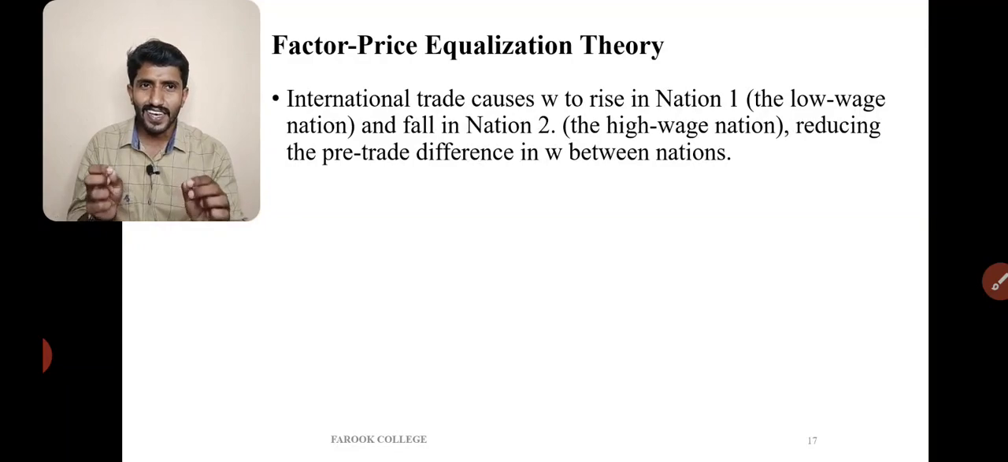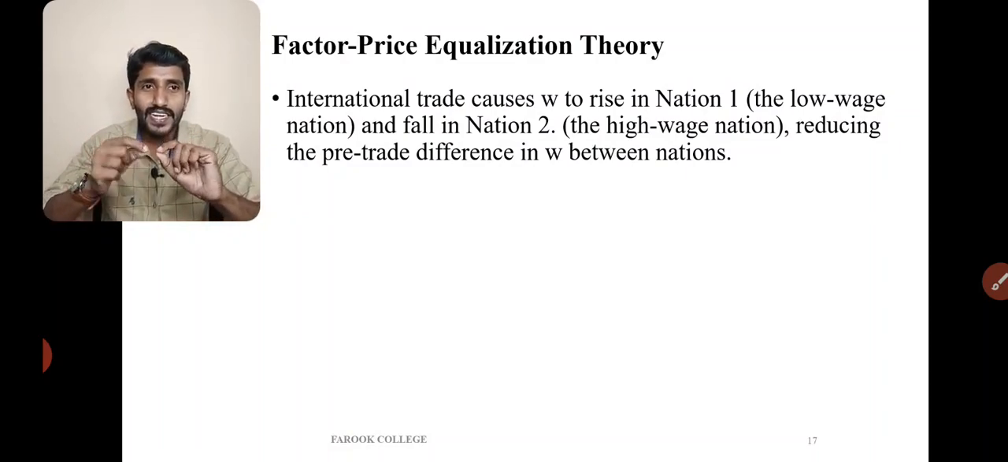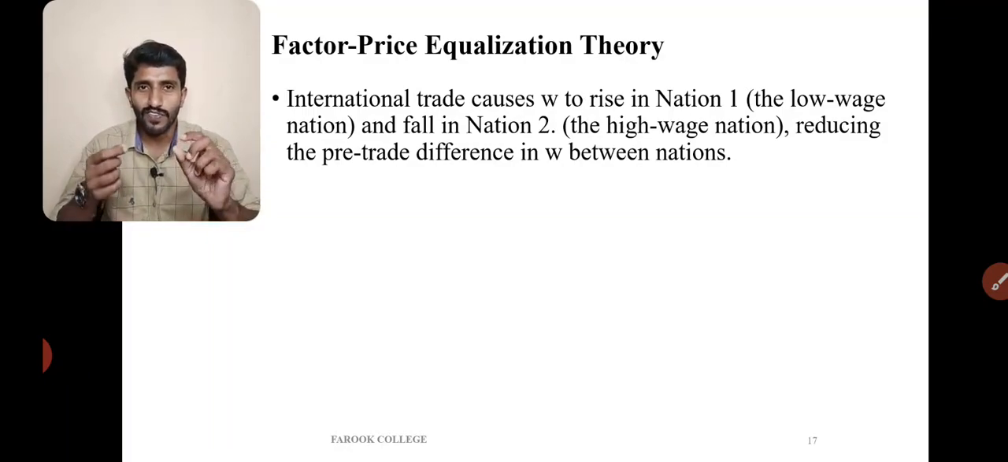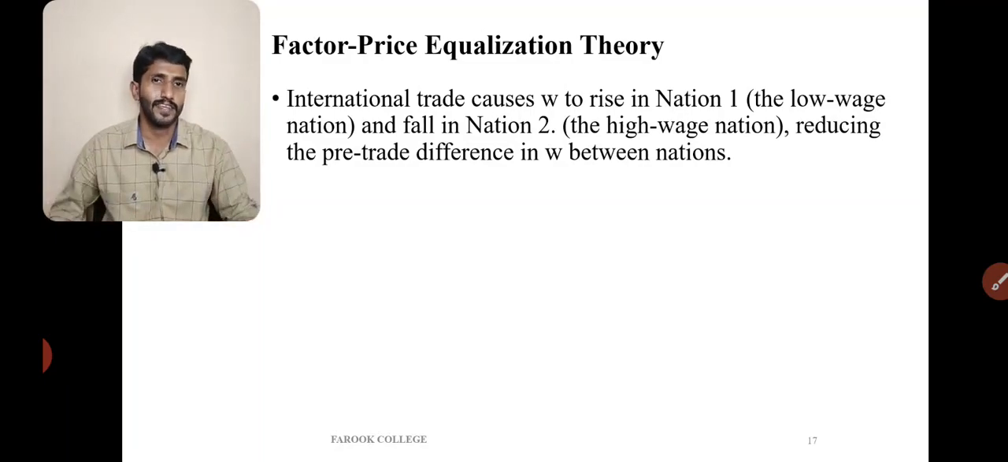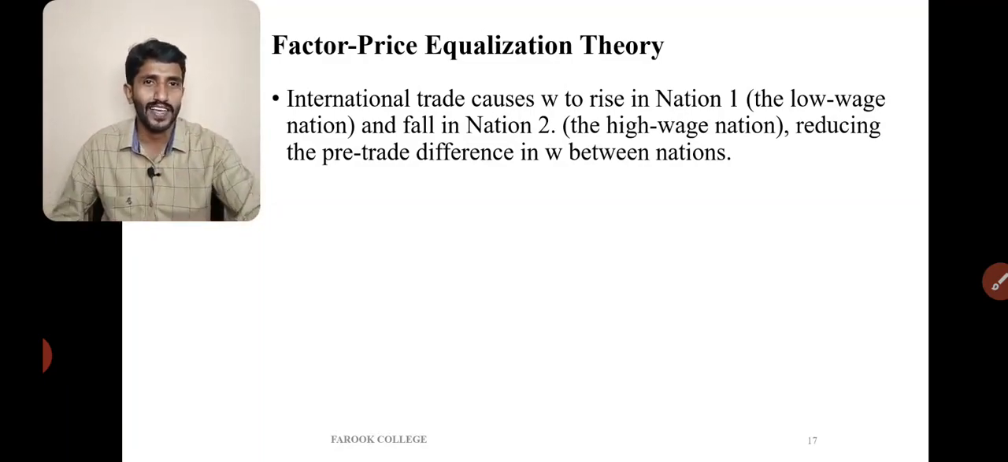So we can say that international trade causes W to rise in nation 1, which was a low wage nation, and fall in nation 2 because there is not much demand for labor there, a high wage nation, reducing the pre-trade difference in wages between the nations. So the difference is becoming very small, or it is nil, we can say. That's why the factor price will be equalized.